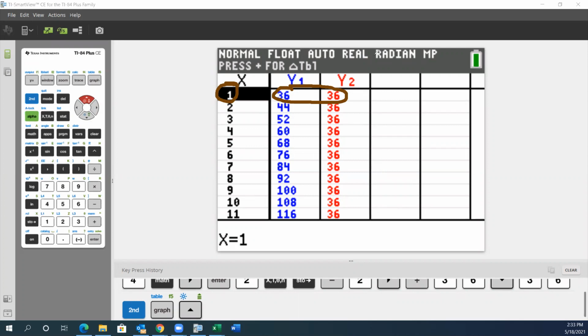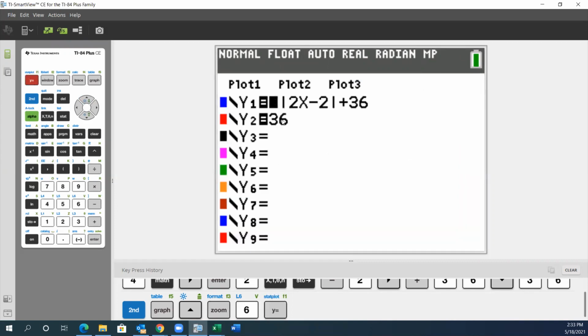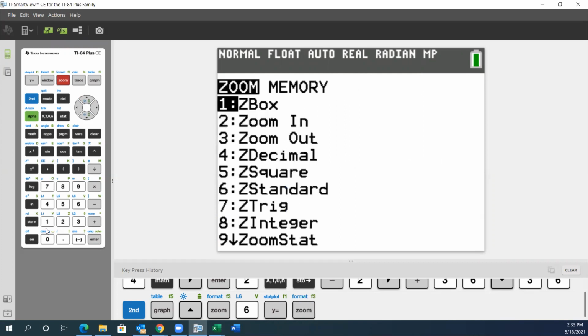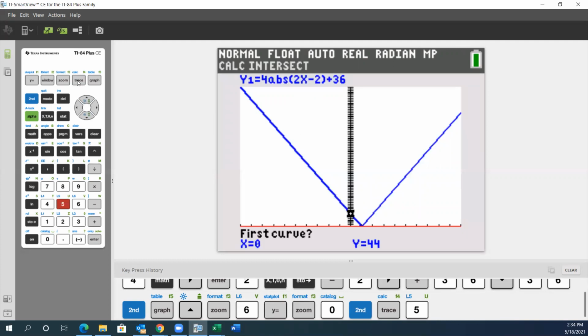Now, what if I want to explore that on the graph? So I could go zoom 6. I don't see anything, but that's okay because, well, y equals 36 is way off camera. That's a horizontal line at height 36, and then this is probably up there too. So an easy way to find the lines is to go zoom 0. And then there was that red line down there. So now let's go second trace 5, and then 3 enters.